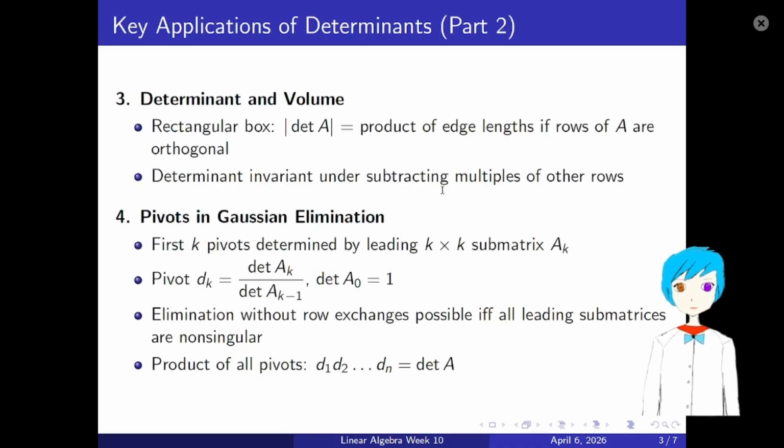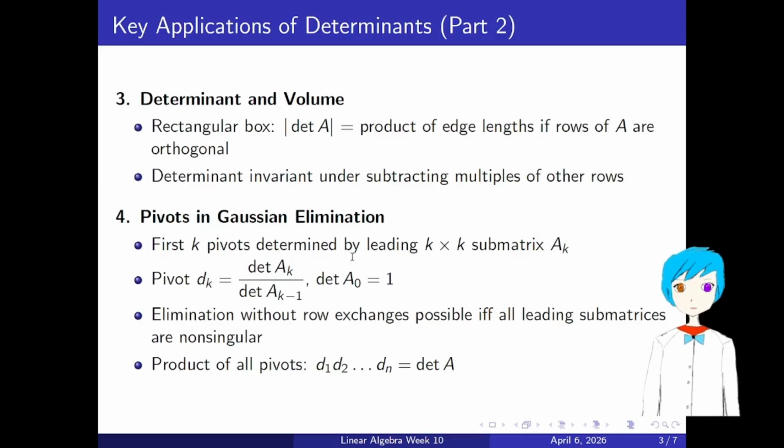The determinant is the volume of the linear transform induced by the matrix A. For a rectangular box, the determinant of A is the product of each length if the rows of A are orthogonal. If the rows of A are not orthogonal, since the determinant is invariant under subtracting multiples of other rows, we can show that the determinant of A is still the volume of the geometric object spanned by the rows of A.